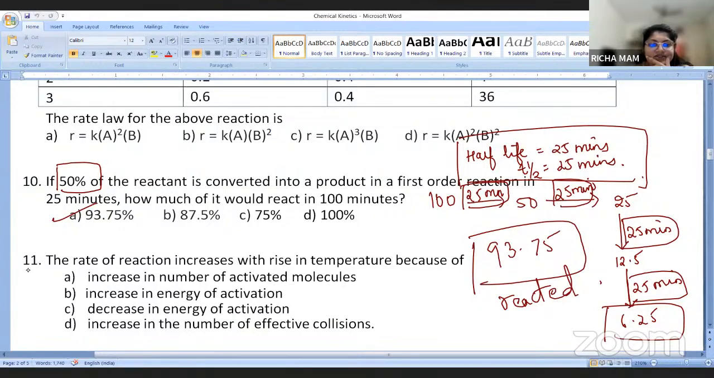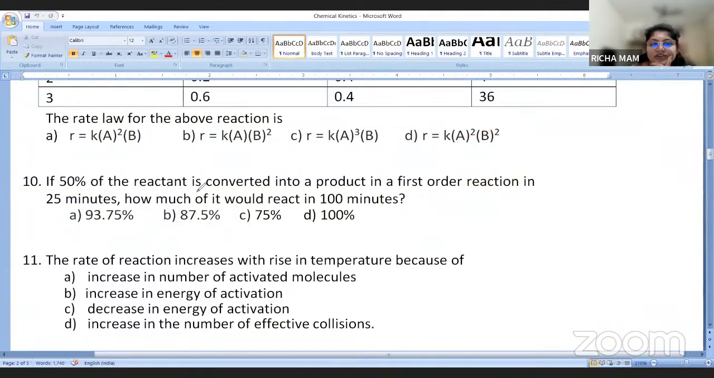Again, once more we will see. If 50% of the reactant is converted into product in the first order reaction in 25 minutes, 50% means T half. So T half of the reaction is 25 minutes. So 50% is completed, half of the reaction is converted into product. So for 100 minutes, how much?